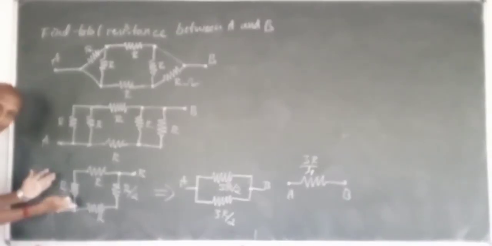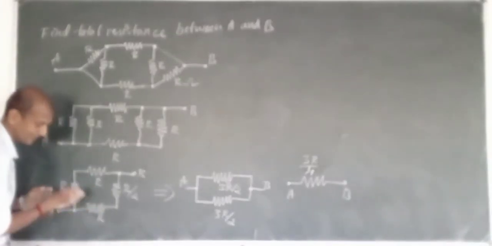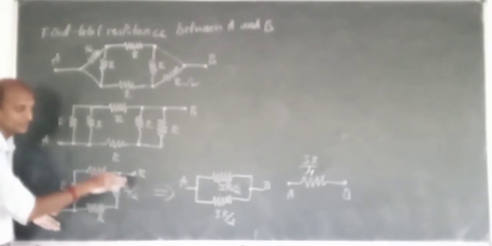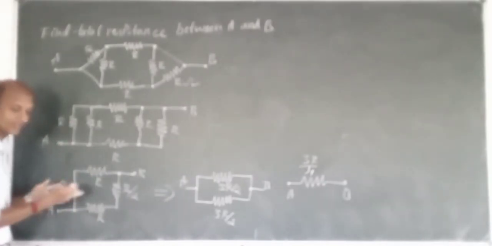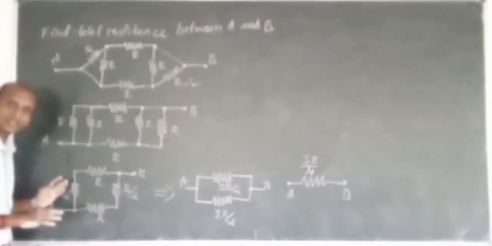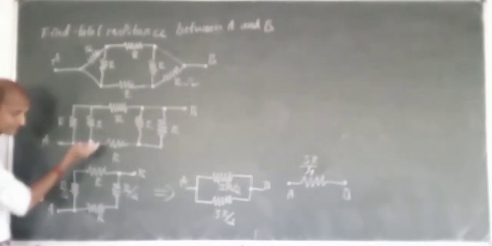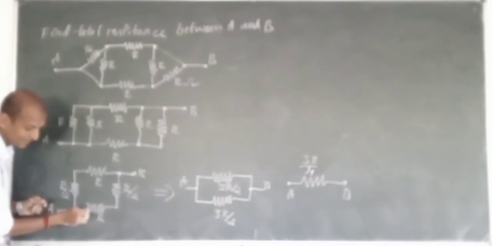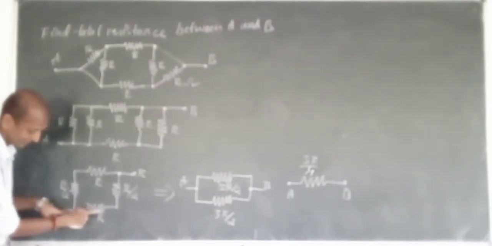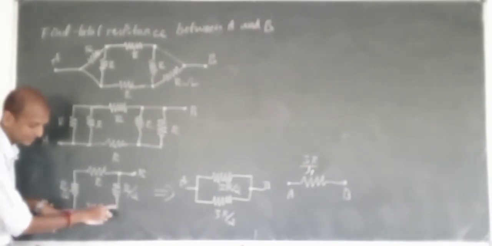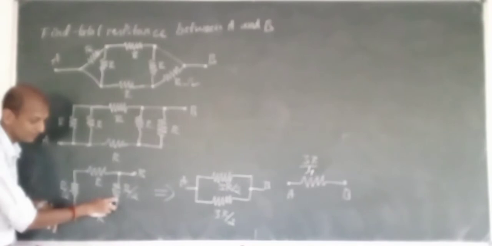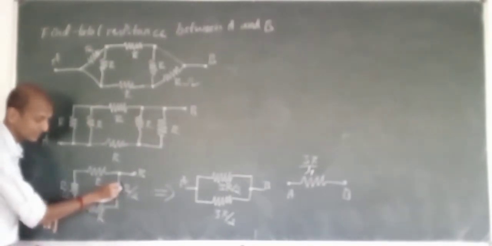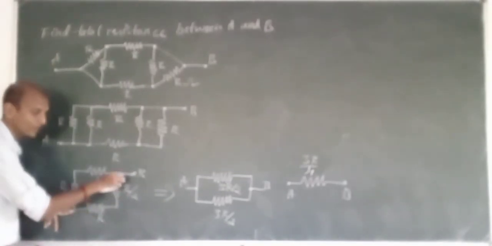So now when it comes to this, I can see that we can go for further reduction of the network. Now the parallel parts are done, isn't it? So now we can see this resistance R: if I see this end from point A, this resistance is connected to one end of the other resistance, and the other end is connected somewhere to point B, isn't it?